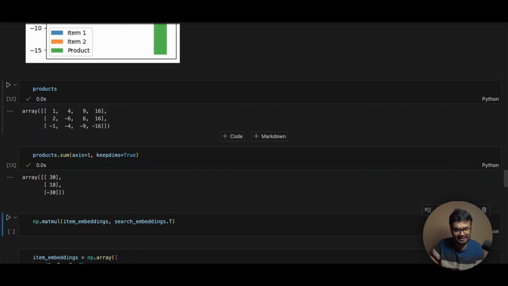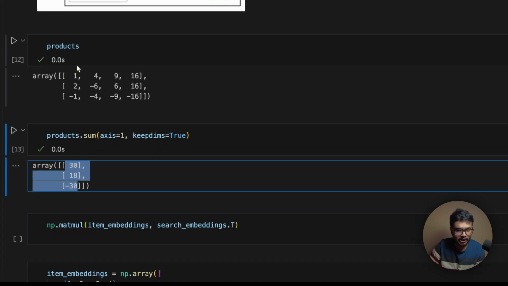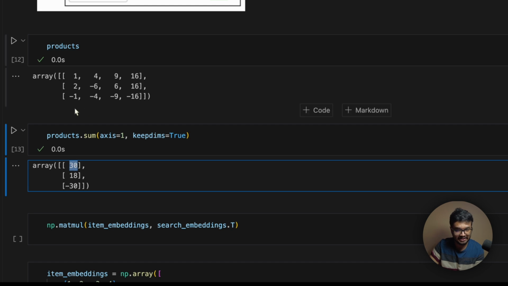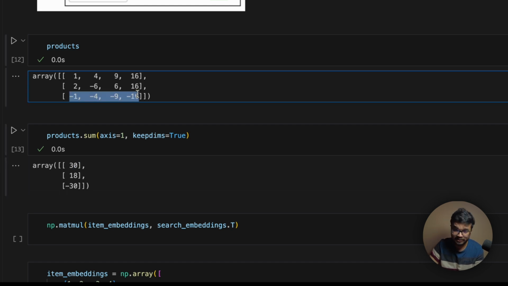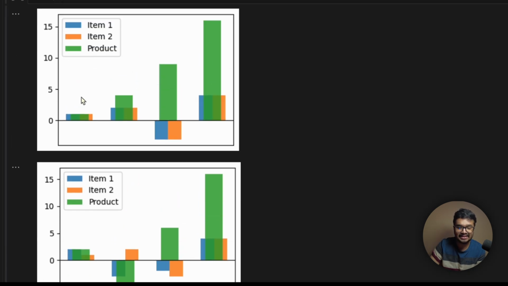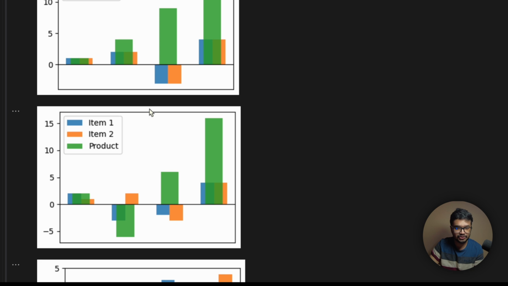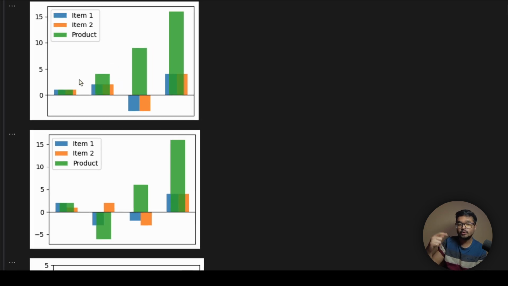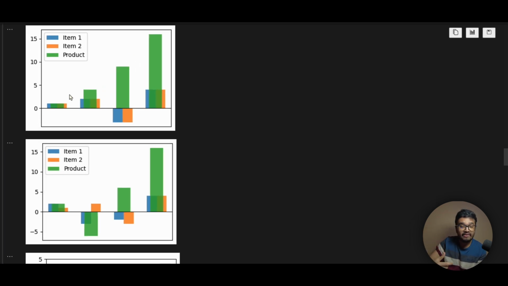Now, what happens if we did a column-wise sum of the products? When we do a sum along the columns, we are basically adding up 1, 4, 9, and 16, and that gives us 30. And summing up minus 1, minus 4, minus 9, minus 16 gives us minus 30. So what we're basically doing is adding all of these green bars together into one large green bar, and depending on how many values where the attributes of the two vectors, the search embedding and the item embedding, were similar, you will have a higher overall sum of products, right?